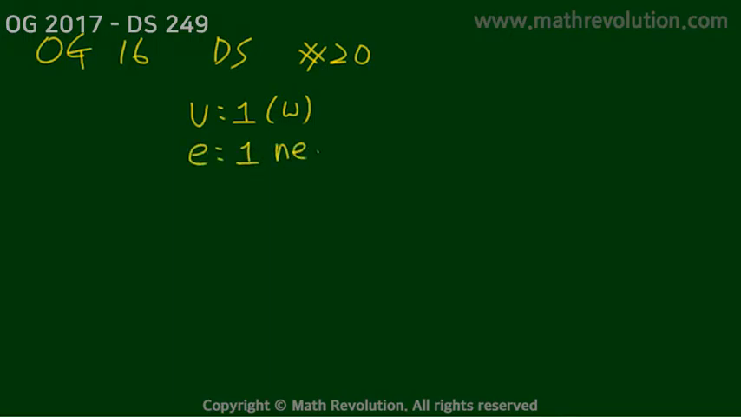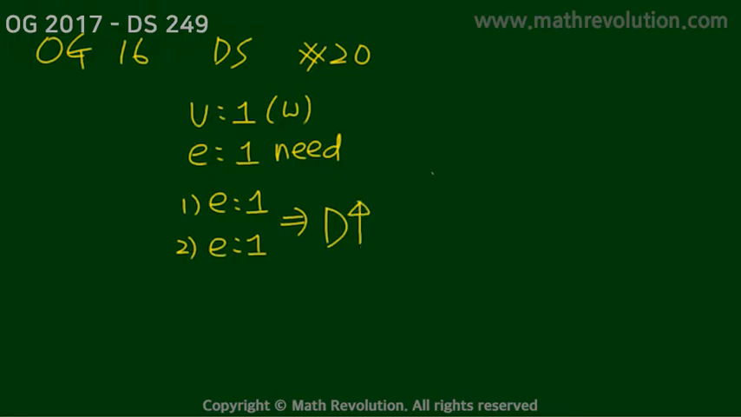Now let's take a look at Official Guide 2016 DS number 20. According to the variable approach method, there is one variable, which is W, and we need 1 equation in order to match the number of variables to the number of equations. The condition 1 has 1 equation, and the condition 2 has another equation. So logically, there's high chance that D is going to be our answer choice.